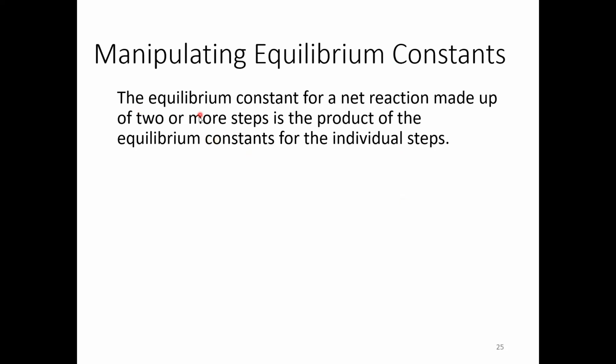All right, so if we think about a reaction that's going to have multiple steps, what we're going to see is that the equilibrium constant for the entire process, I should say, is going to be equal to the product, so multiplying the equilibrium constant for the individual steps.